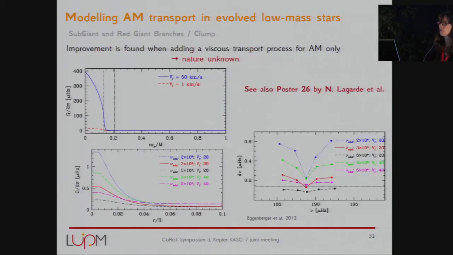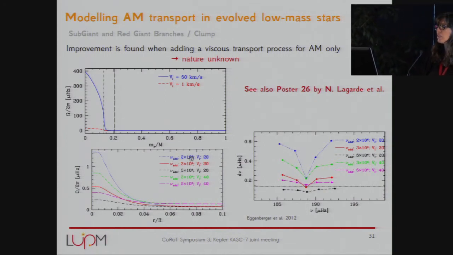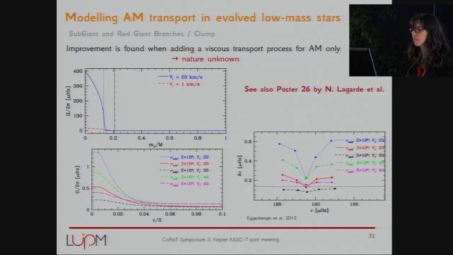Some attempts have been done, in particular by Patrick Eggenberger in 2012, where he shows that adding an ad hoc viscosity, and it's a transport which is not negligible because it will be equivalent to a diffusion coefficient of 10 to the power of 4 centimeters squared per second, you are able to flatten the profile, to have a very efficient transport of angular momentum and to have a better agreement with pulsations.